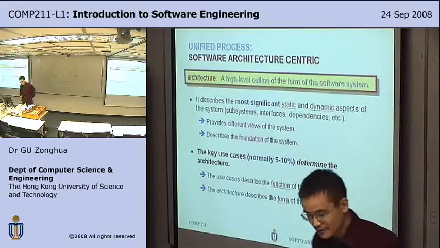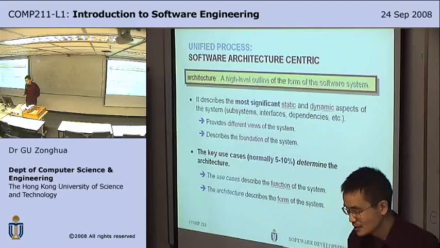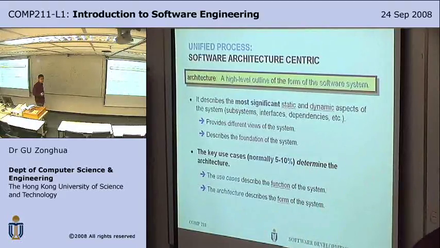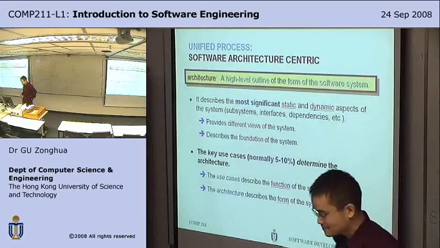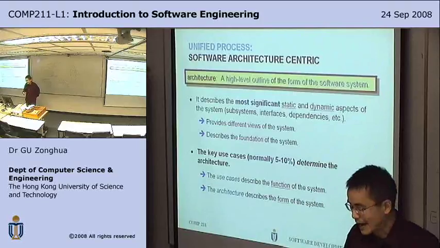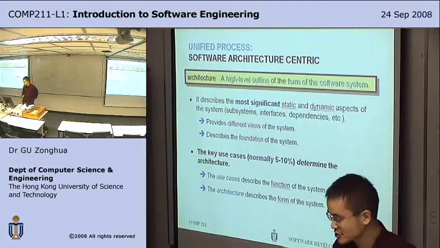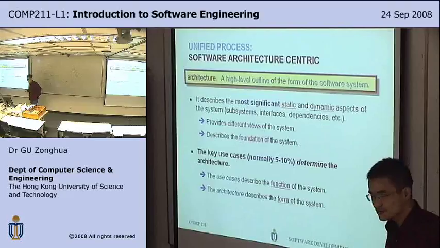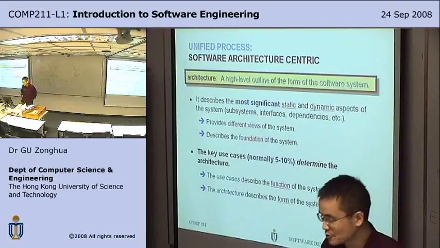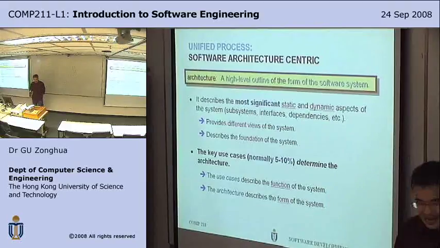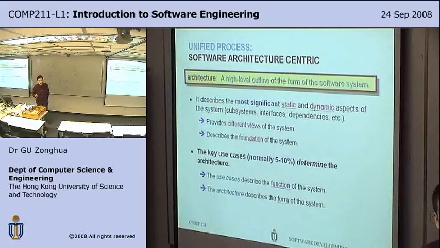For example, the architecture in your course project is a 3-tier architecture. You have a database, web server, and user interface. That's how the system is structured. But the use cases are what you can do with the system. Register for a course, that's a key use case. And add and delete courses, that's another use case.